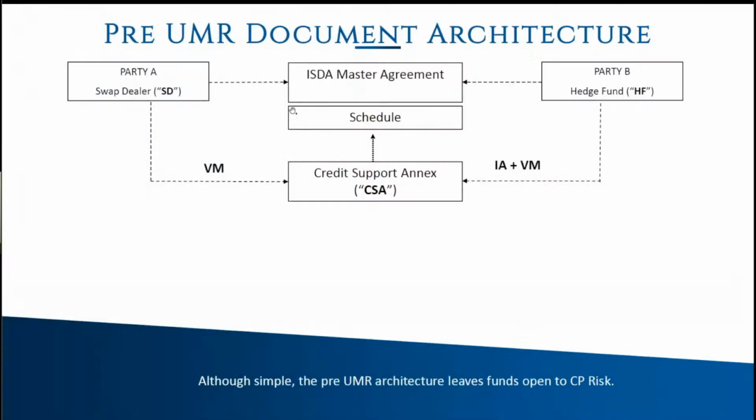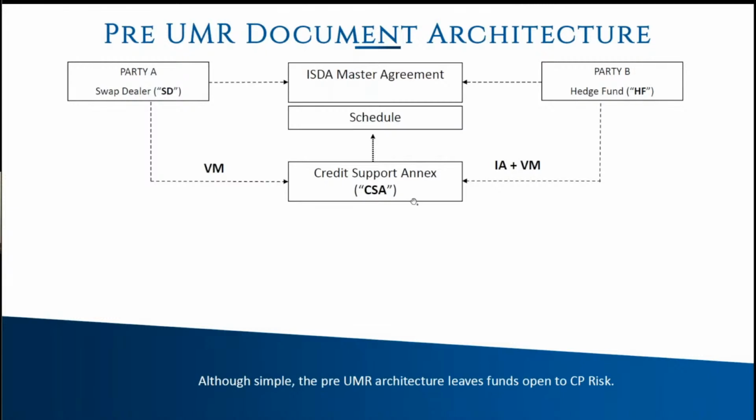We covered this. This is another view of the documentation architecture pre-UMR. So let's say if you're not impacted by UMR, this is what you'll have. You'll have your ISDA master, your schedule, your credit support annex. The swap dealer, the bank, will be party A. They'll post variation margin through to the fund. The fund will post independent amount or initial margin plus variation margin over to the swap dealer. Now get ready for this.